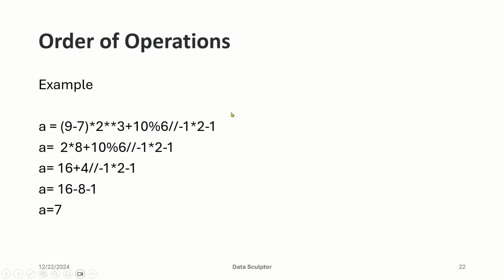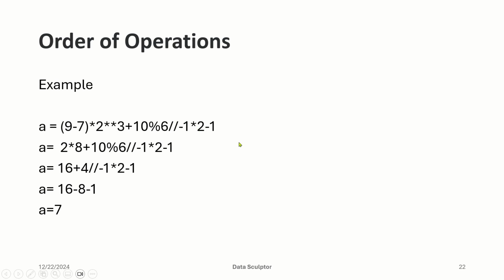So let's understand this with an example. You have this big one. If you see, you have 9 minus 7 in brackets multiplied by 2. You have double multiplication, that means an exponential, plus 10. This is again modulo 6, and you have floor division by minus 1, multiplied by 2 minus 1.